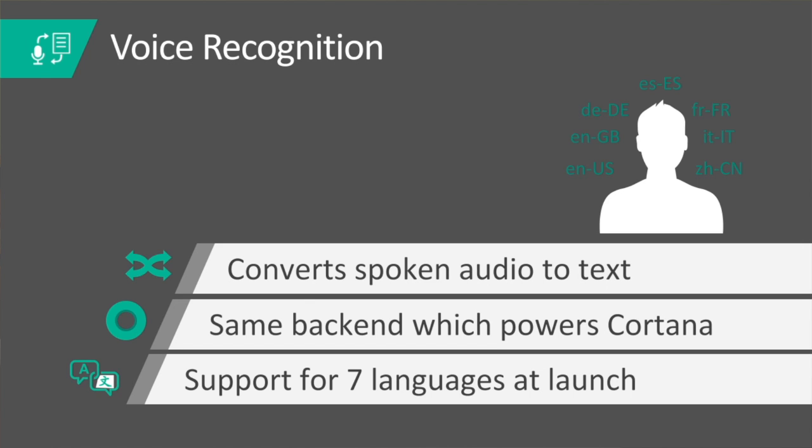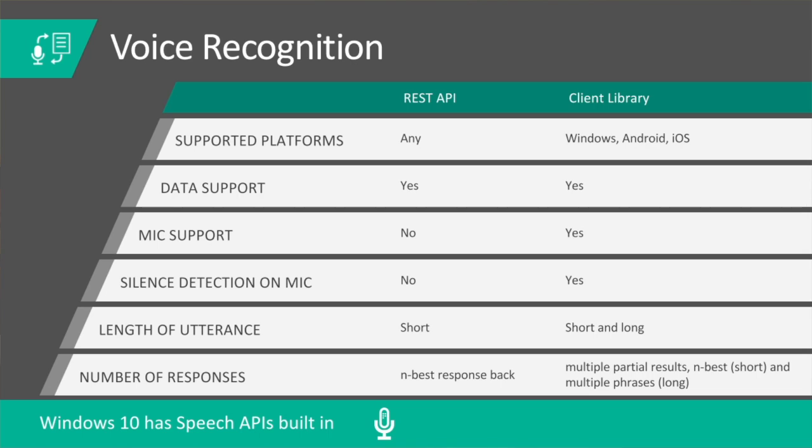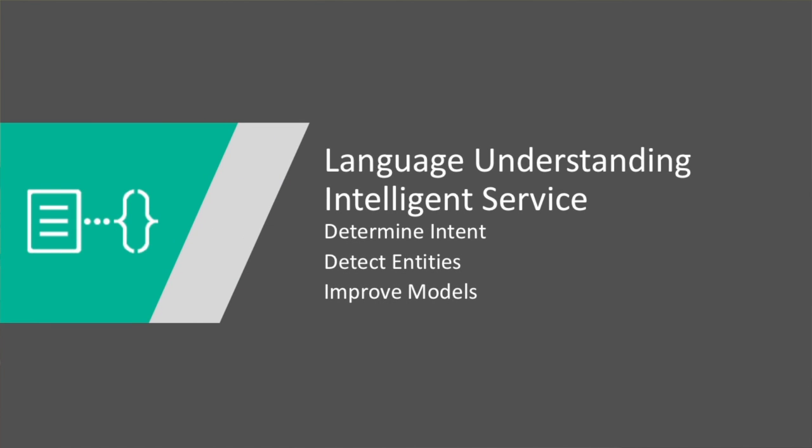And here's a comparison of the REST API and the client library. As you can see, the client library has a little more capabilities than the REST API, but those shortcomings can be mitigated by the other features in the app. Also, we have language understanding intelligence services, and we can determine the intent and the context of a speech, which can make your computer, your device understand what you're thinking, what your emotions currently are.